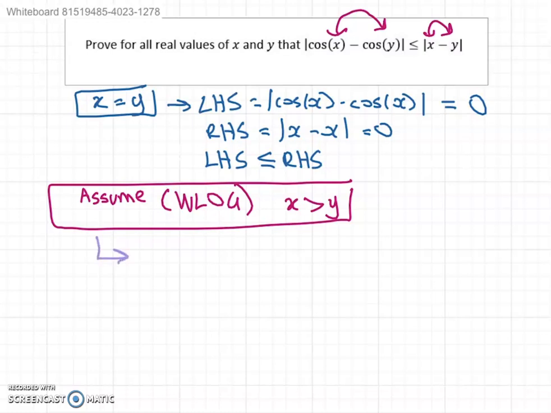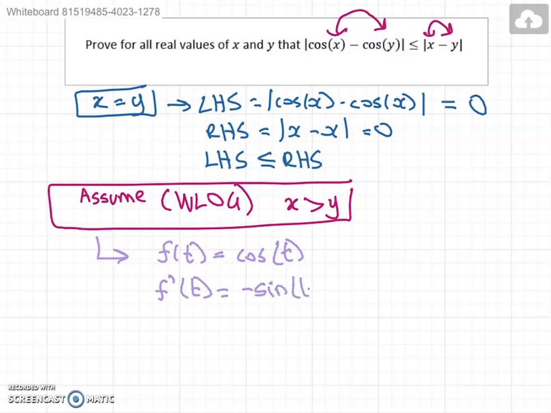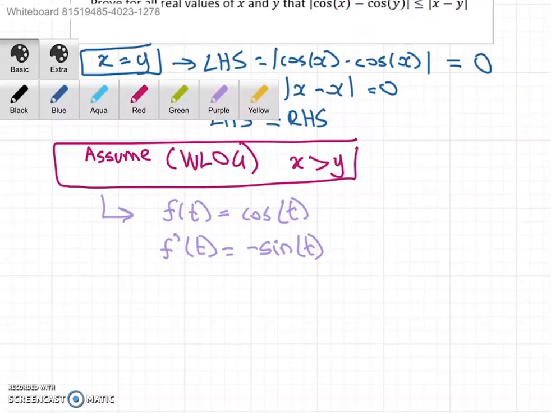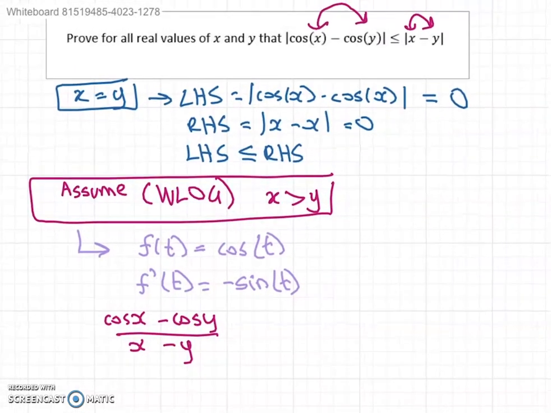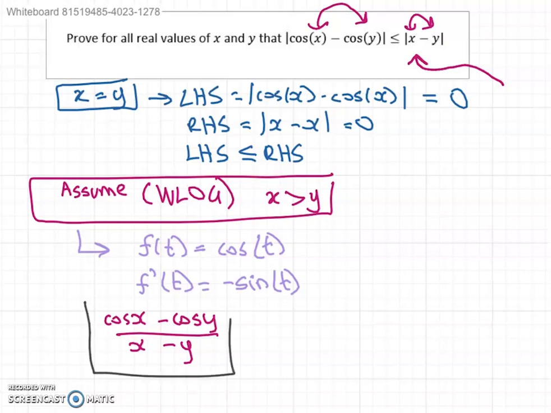Okay, and also make the function f of t equal to cosine of t, and the derivative of cosine of t is negative sine of t. Now let's consider the expression cosine of x minus cosine of y divided by x minus y. This is quite closely related to the inequality we are trying to prove, so we can actually apply the mean value theorem using this expression.